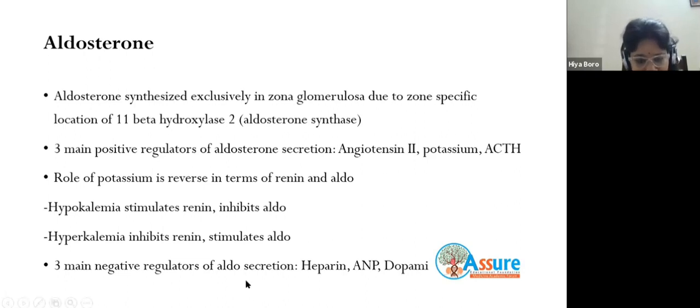And there are three main negative regulators of aldosterone secretion. One is heparin, another is ANP, and the third one is dopamine. I used to remember it like HAD, HAD, HAD: heparin, ANP, and dopamine. So these are the three main negative regulators of aldosterone secretion.